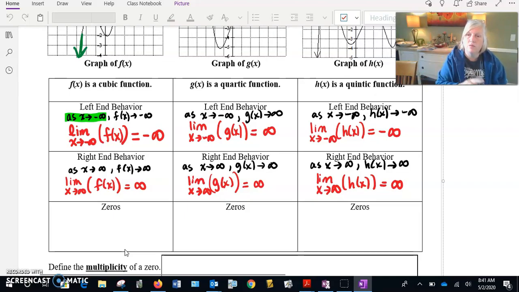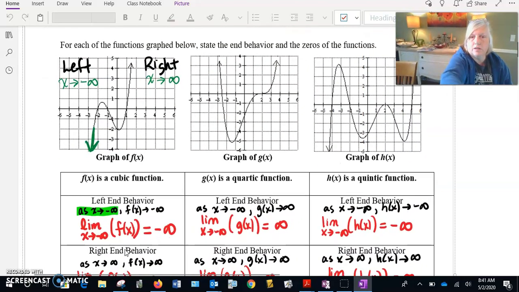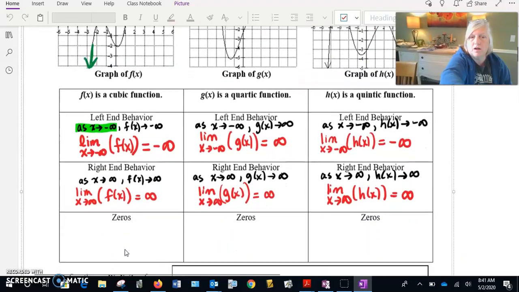Go ahead and write down your zeros for each of these functions. So give me the x value of each of the zeros, and we'll start the next video.